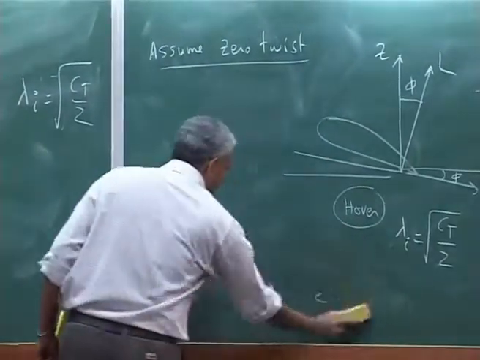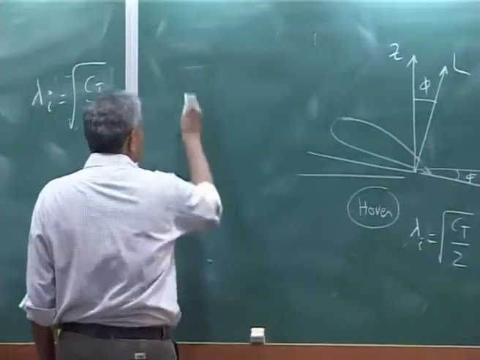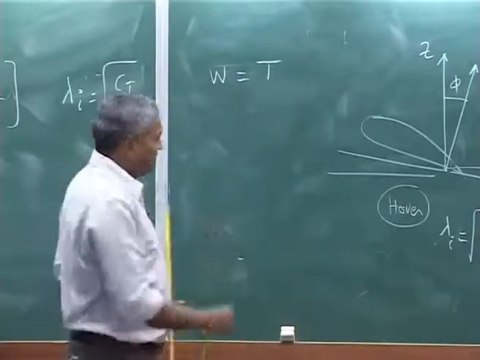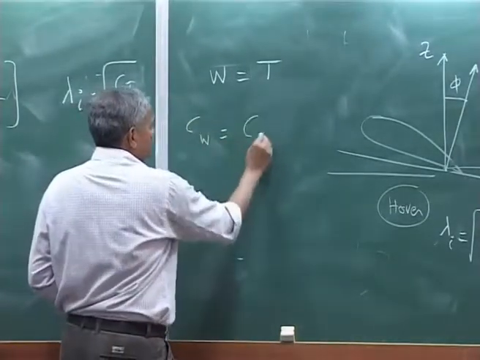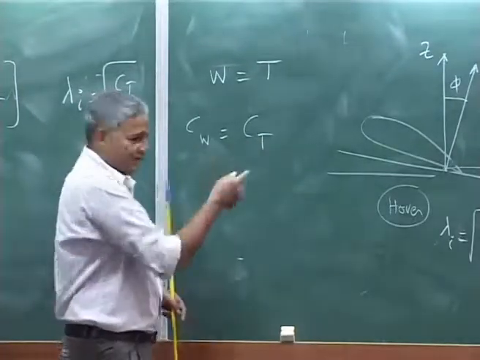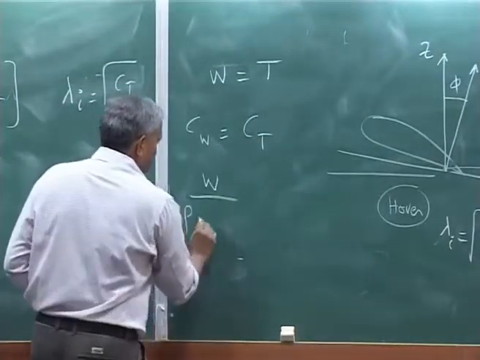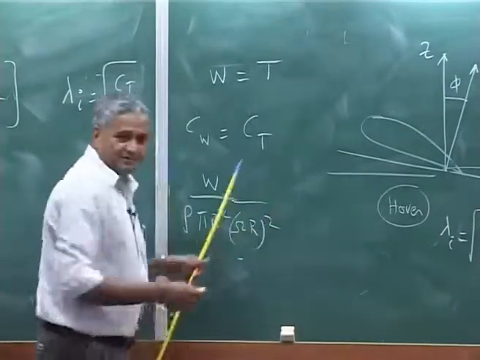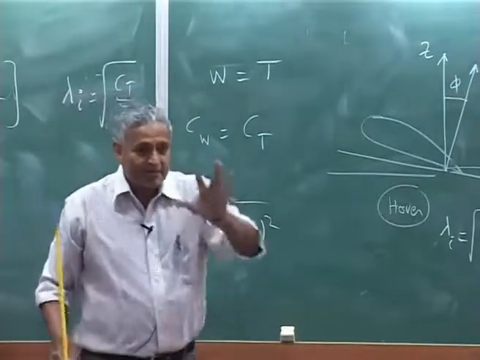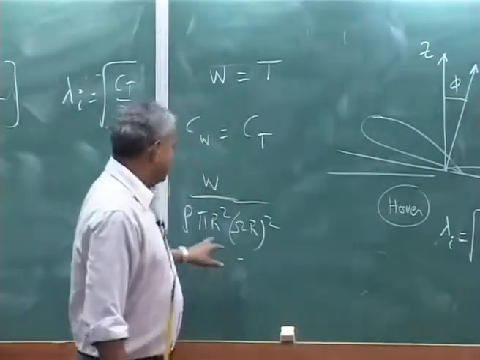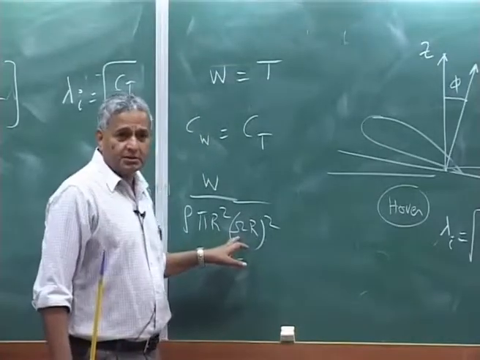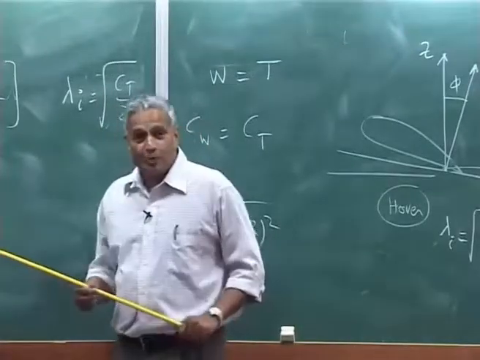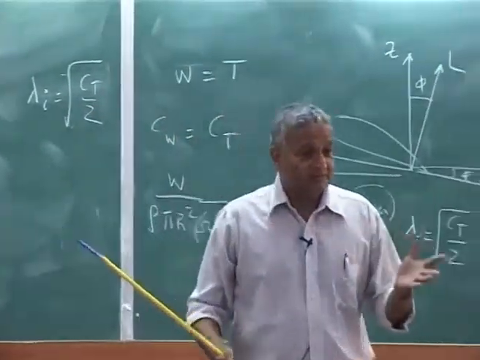If you are given a weight of the helicopter, if it has to hover, W is equal to T, that is all, weight is equal to the thrust. So, you will have Cw equal to Ct, weight coefficient, thrust coefficient. Weight coefficient is nothing but W by rho pi r square, omega r whole square, which is the same as, if you are given a helicopter with the radius and with the rotor angular velocity, you can get the Ct. Now, what should be my pitch angle?